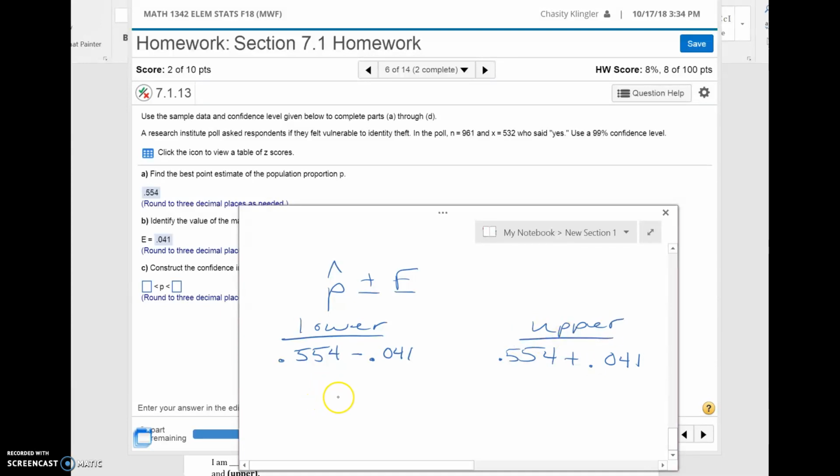So here we're going to have, subtract, not add. That'll be our upper bound. And then when you subtract, p is going to be between 0.513 and 0.595.